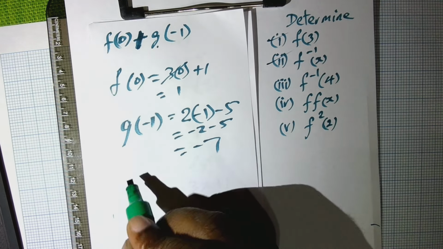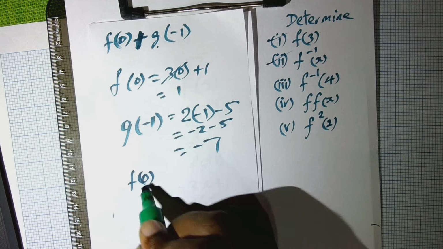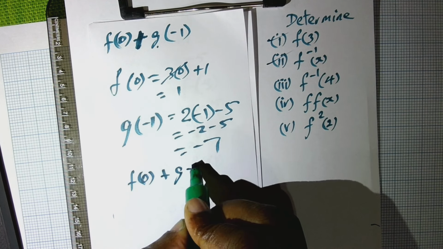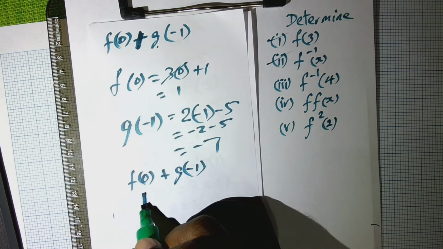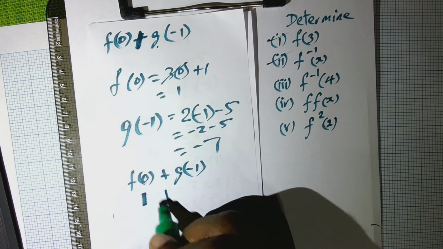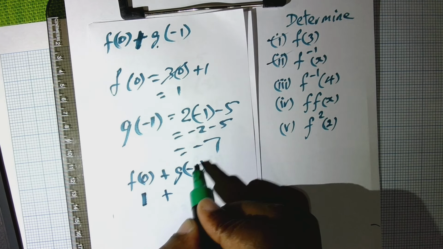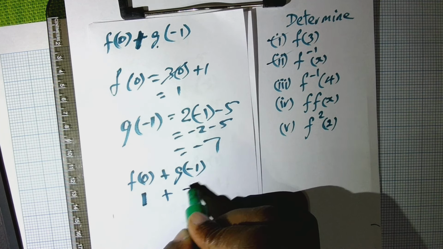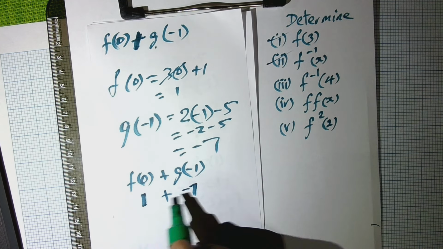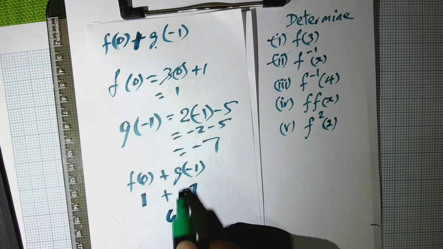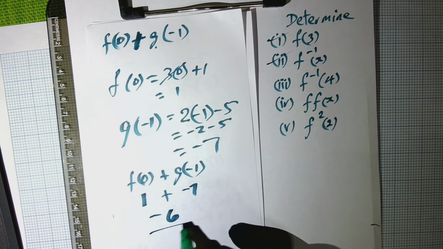So if we go back to what we were asked to do, we were asked to find f of 0 plus g of negative 1. Now what's f of 0? F of 0 is actually 1. So replace this with 1. G of negative 1 is really negative 7. And so we add these two quantities. We add two numbers with opposite signs. We subtract. We have more negatives than positives, so that's negative 6. That's our solution.